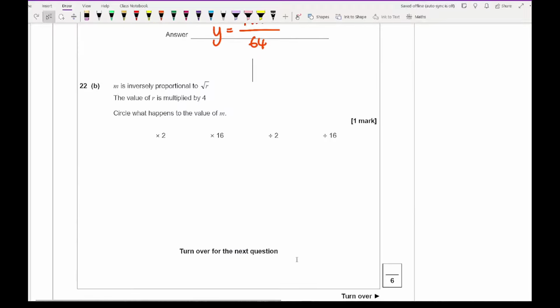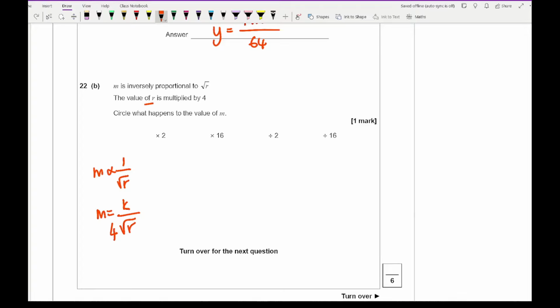The next question says that m is inversely proportional to the root of r, and the value of r is multiplied by 4. What happens to the value of m? Now if m is inversely proportional to the root of r, then what we get is m equals k over the root of r. It then says that r is being multiplied by 4, so we get 4 like that. And so what happens to m?